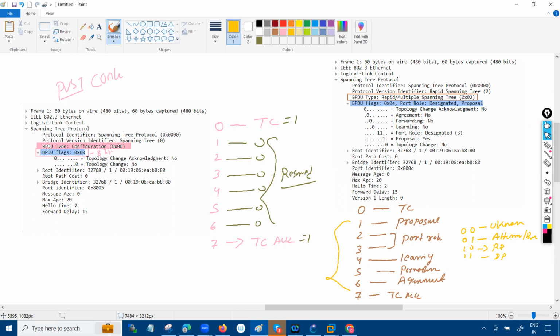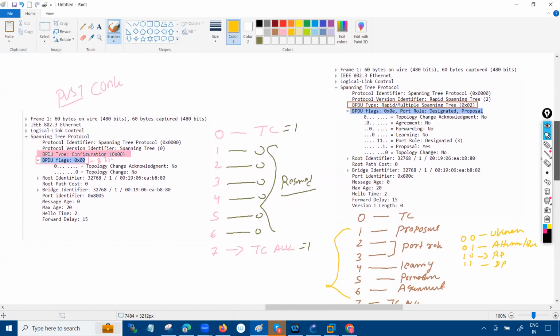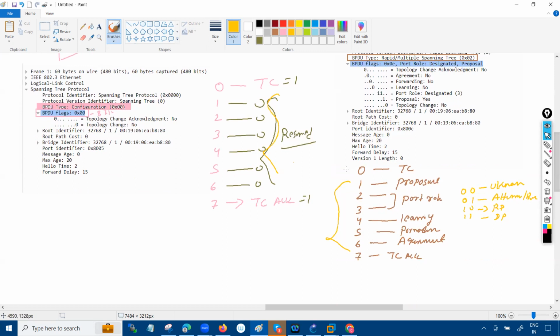So our PVST protocol has lots of disadvantages. First of all, it has multiple states. Back in the 90s this was fine. But lately, they made some changes, and after that we found that RPVST is faster, because we now use these bits. They have used these bits in the RPVST protocol, and these bits make RPVST a faster protocol.